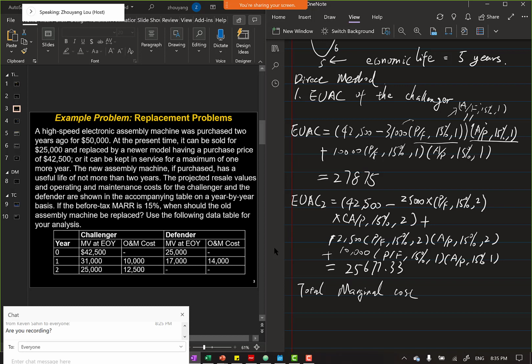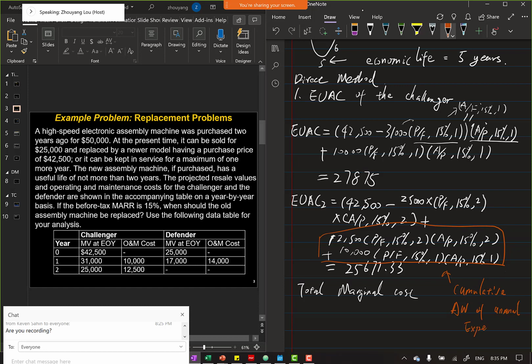Let me make a note here so people can see that. So we need to have the cumulative annual worth of the annual expenses. Yep, that's a great point.